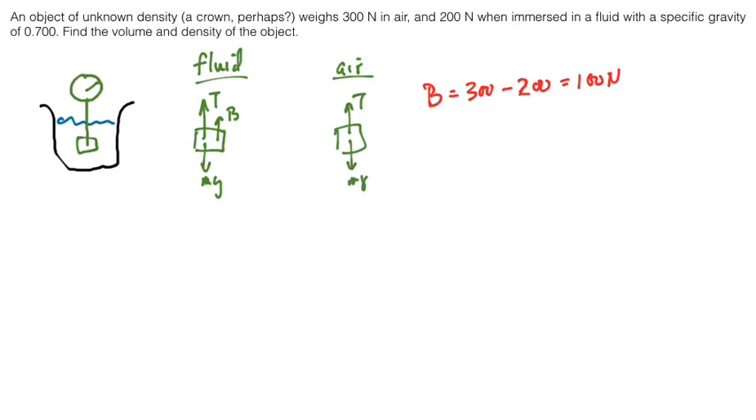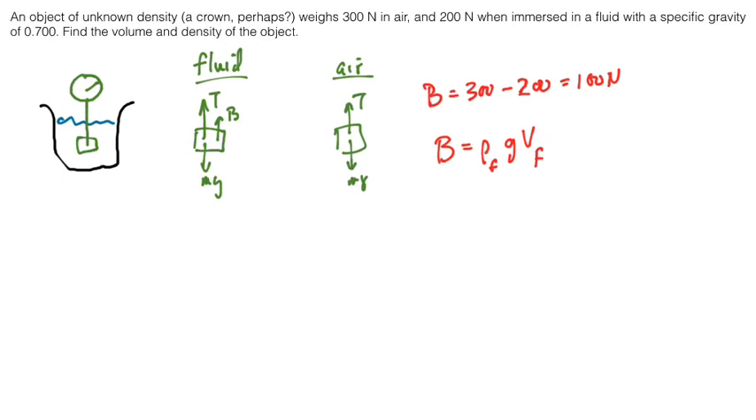Conceptually, those things together represent the weight of the fluid that got pushed out of the way. So the weight of this fluid, it's probably an alcohol if it's got density less than water, is 100 newtons. That's the weight of the fluid that got pushed out of the way. The question for us is, can we relate this back to the volume and density of the object that we have? So we know that this buoyant force has to be equal to the density of the fluid times g times the volume of the fluid displaced.